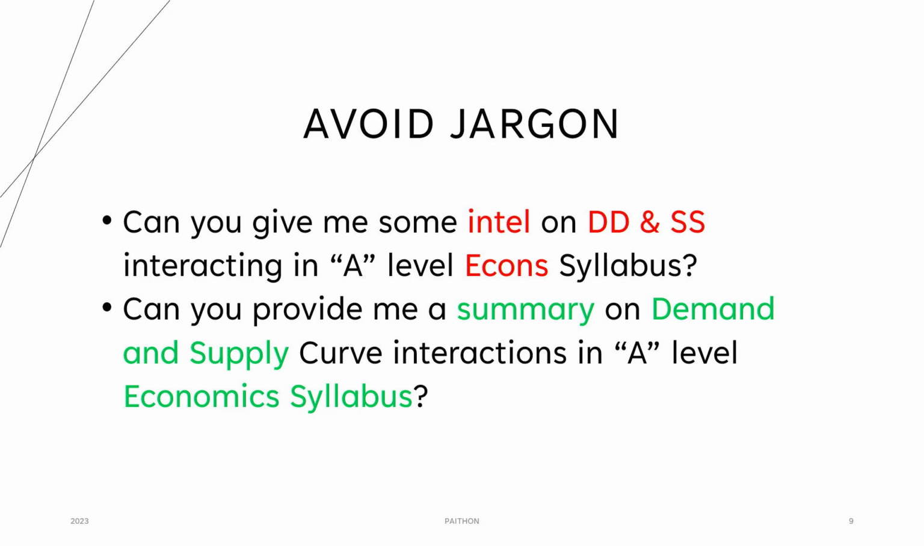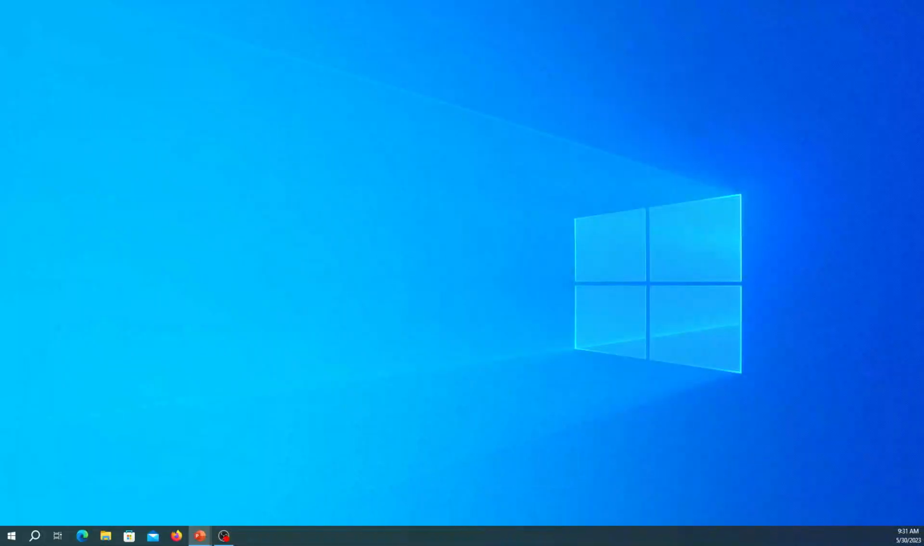Even though ChatGPT has improved a lot, when you are developing using the API, if you are using a more cost-efficient model, it may not be able to understand what you're trying to say, especially in models like DaVinci or Ada. In the first case, I say, can you give me some intel on demand and supply interacting in the A-level econ syllabus? We want to define what is intel, because intel is short for intelligence. So maybe we will want to say it as a summary, because that's what we are looking for. Then I will fully spell out demand and supply, and also say economic syllabus. This makes ChatGPT able to understand what we are trying to say better.